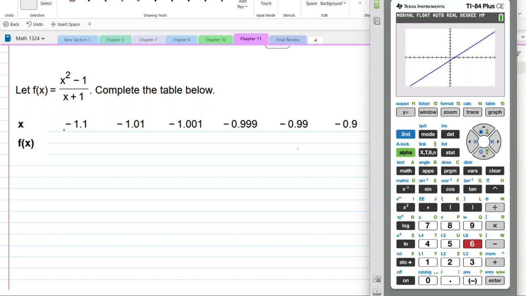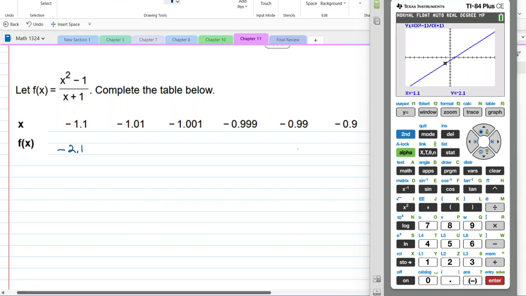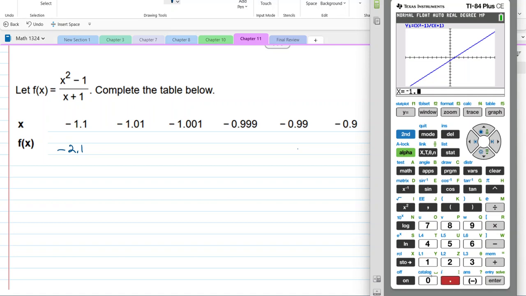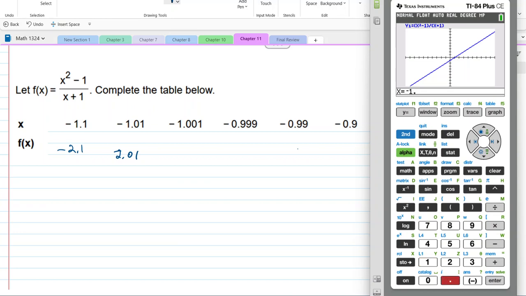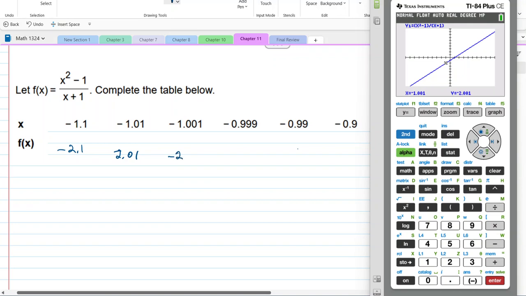Okay, so they want us to find negative 1.1. So we go second calc value, negative 1.1, and we get negative 2.1. Now we're going to do negative 1.01 and enter, and we're going to get a negative 2.01. Now we're going to do negative 1.001. We're getting closer and closer to that negative 1 without getting to it, because we know it doesn't exist. And we're going to hit enter, and I get negative 2.001. Well, let's just do negative 1, right? So we're going to do a negative 1.